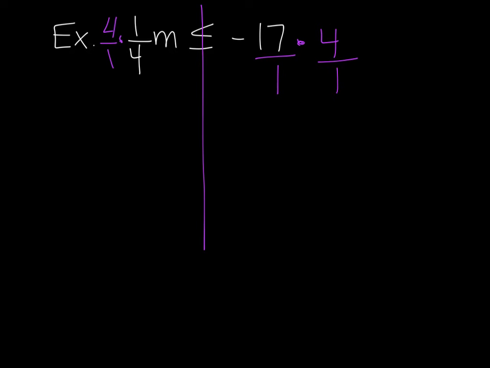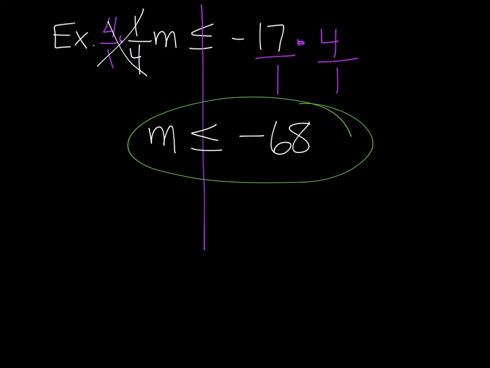When I do that step, my 4's go bye-bye on this left side. I'm left with an m. I bring down the inequality again, and then I do multiplication of negative 17 times 4, which is negative 68. There is my answer. I have nowhere else to go, and I'm done.